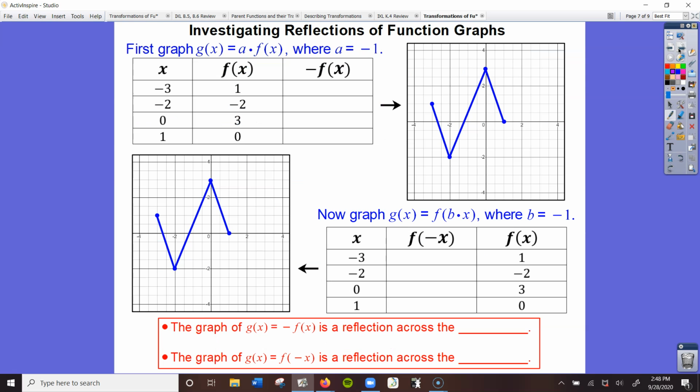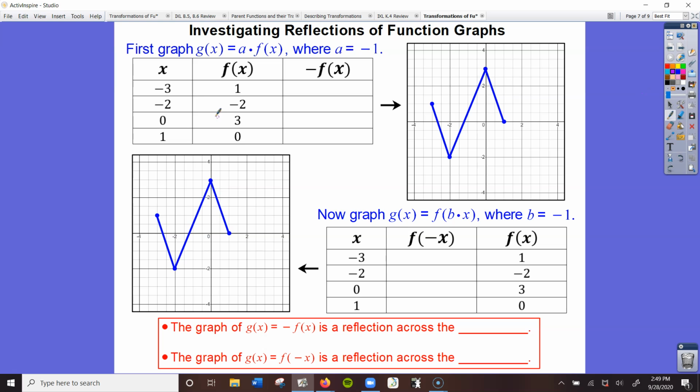Our last transformation are reflections. Now reflections are negative, so only when you have negative y or negative x, okay? So negatives do not coincide with dilations. Sometimes we tend to get them confused, right? So remember I said that there's an operation for every type of transformation. Translations, adding or subtracting, dilations are multiplying or dividing, and then reflections are the negatives.